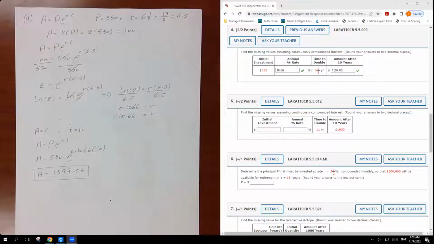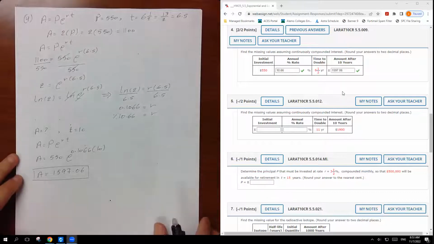You're going to do exactly the same thing with example 5. I'm just going to give you a hint. Do not focus on the annual rate. The first thing is how to find the initial investment. You have the time to double, and you have the amount after 10 years. So you're going to use the time to double. That means your future amount is going to be double the investment. In this case, let me work on this one, because you're going to get confused. How are you going to work on this one?